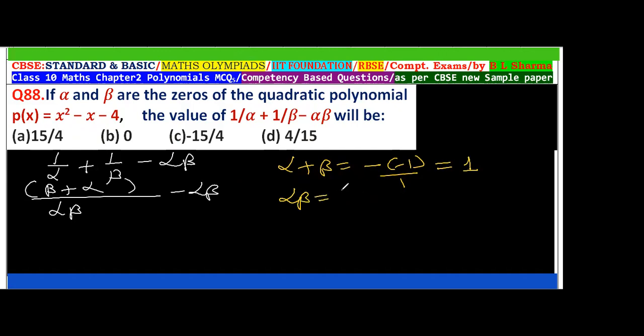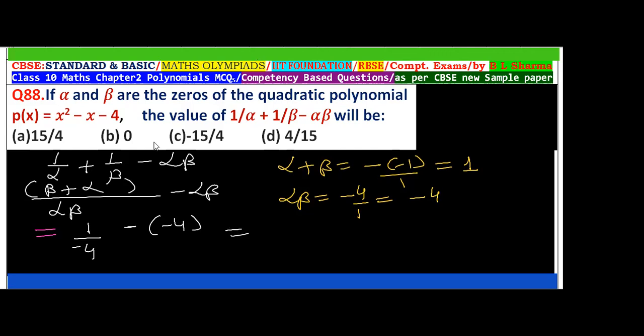Product of zeros is C upon A, meaning the constant term upon the coefficient of x squared, that is -4. So we can write that is -4. Now we have to write these values. अब इन values को हम लिख देंगे यहाँ पे. So देखिए, in place of alpha plus beta, आप लिखिए 1 upon -4 minus as it is, and that is -4.